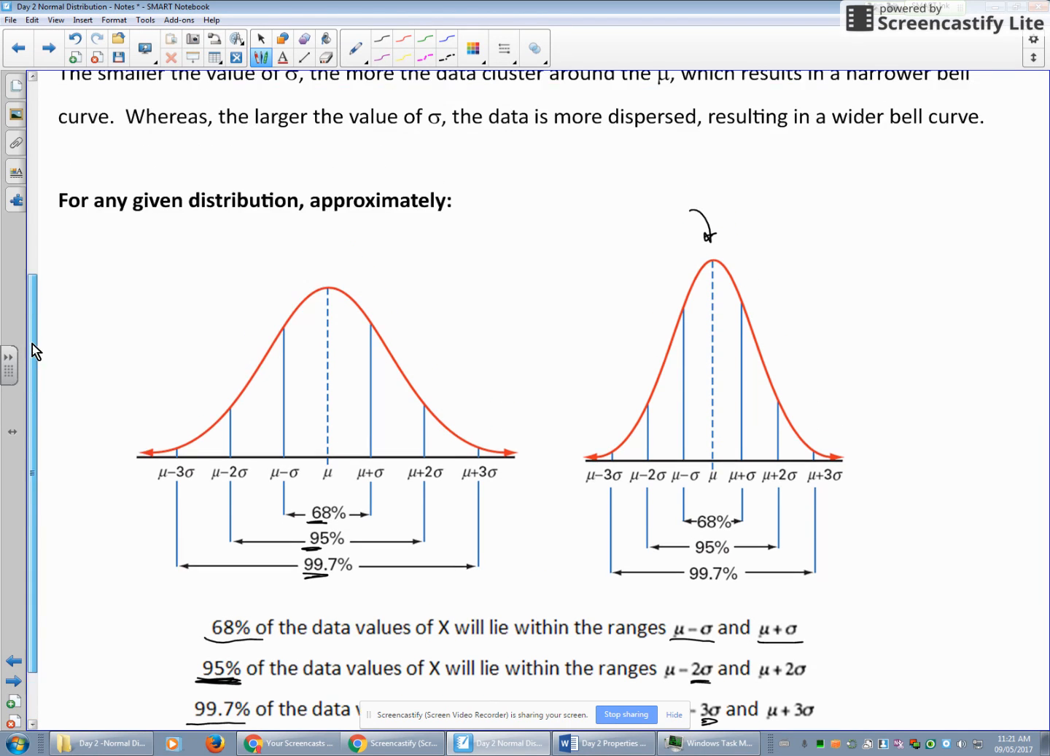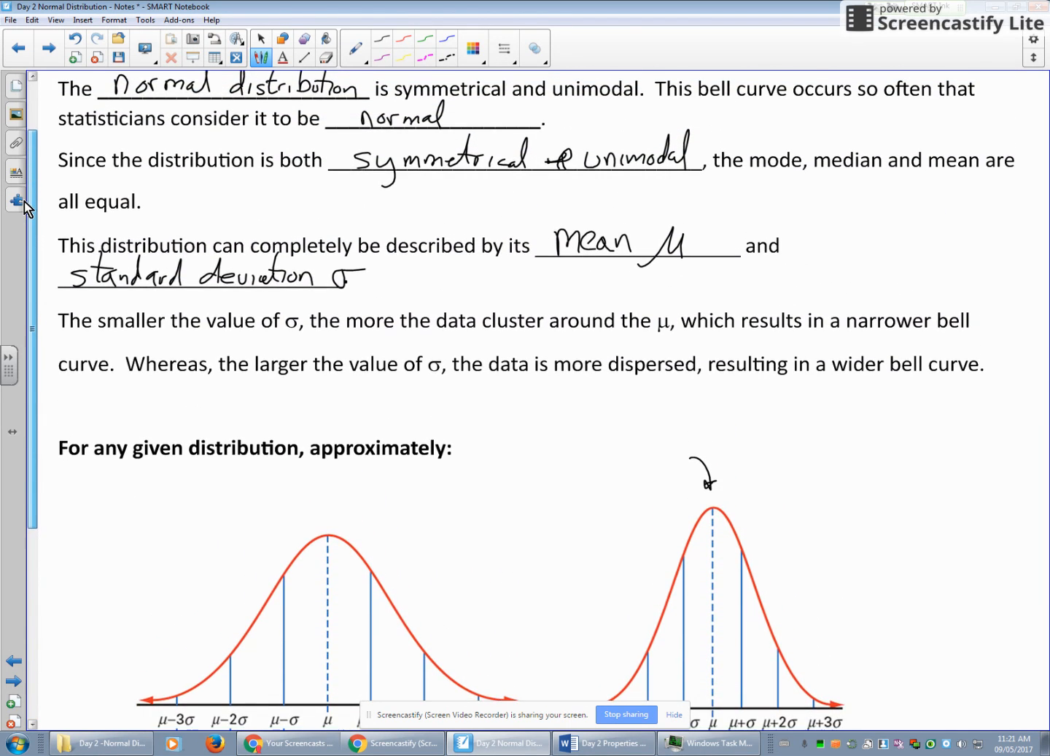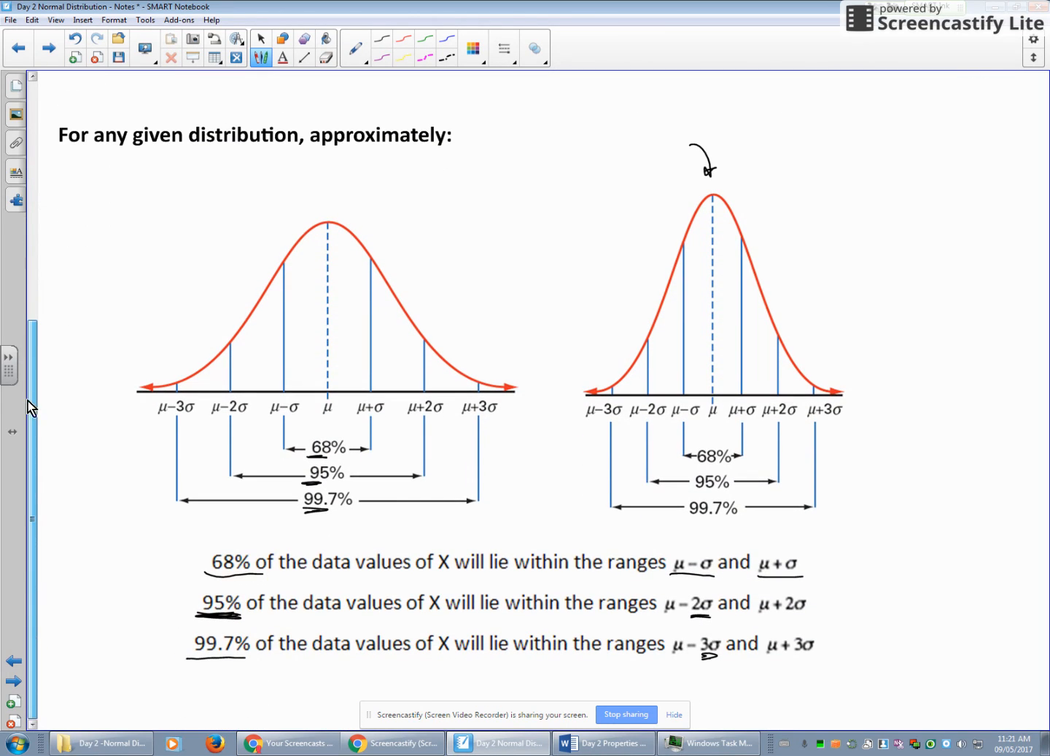So that's the key idea. We need to be able to calculate our means, our standard deviations, and then we're going to be looking at how we do 68, 95, and 99.7, or 1, 2, and 3 standard deviations. So what we'll do is I'll go on and record a couple of different sample questions, examples that we can look at.